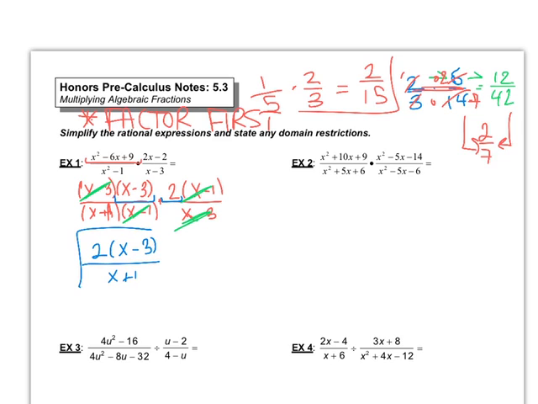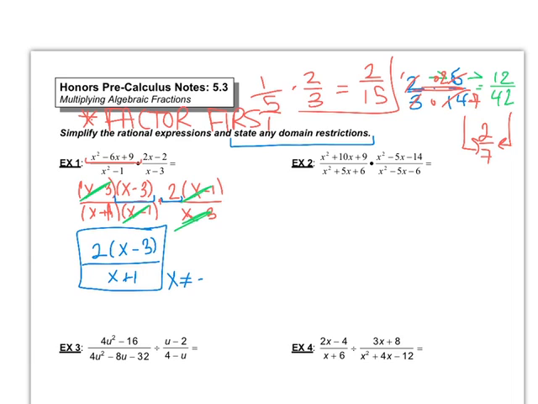So that's our final product once we cancel out all of those common factors. We do want to make sure that we finish the problem as we were instructed to and state any domain restrictions. So we have the clear domain restriction that we get with the denominator of x plus 1 in our final product.